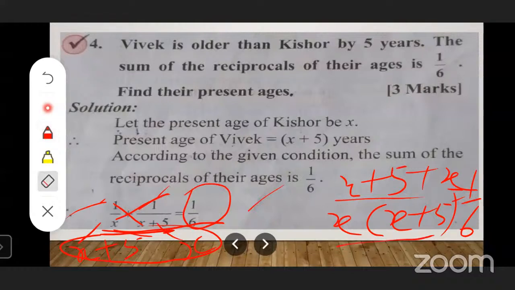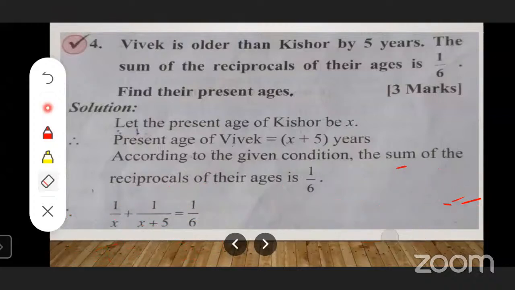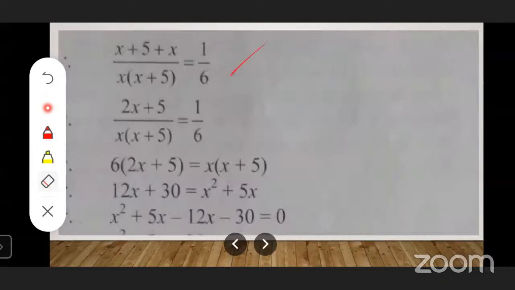Right, students? Okay, so this is how you will get this step: X plus 5 plus X upon X into X plus 5 is equal to 1 upon 6. Further simplification, you will get X plus X, 2X, plus 5, divided by X into X plus 5 is equal to 1 upon 6. Now, when you cross multiply, what will you get? 6 into 2X plus 5 is equal to X into X plus 5.